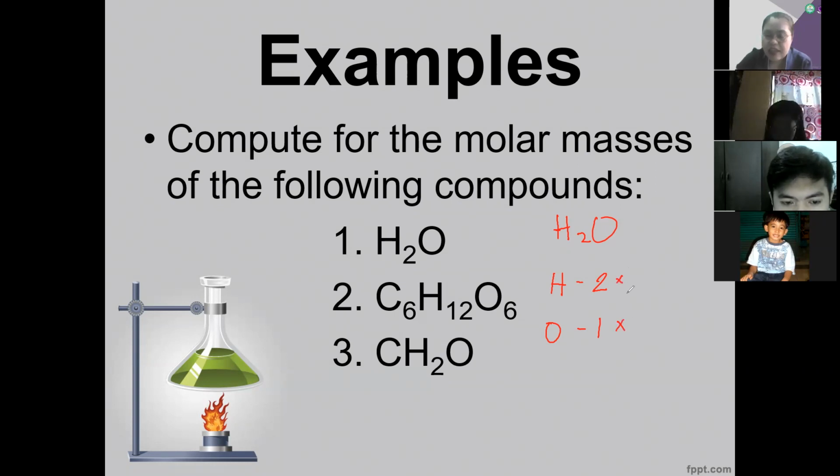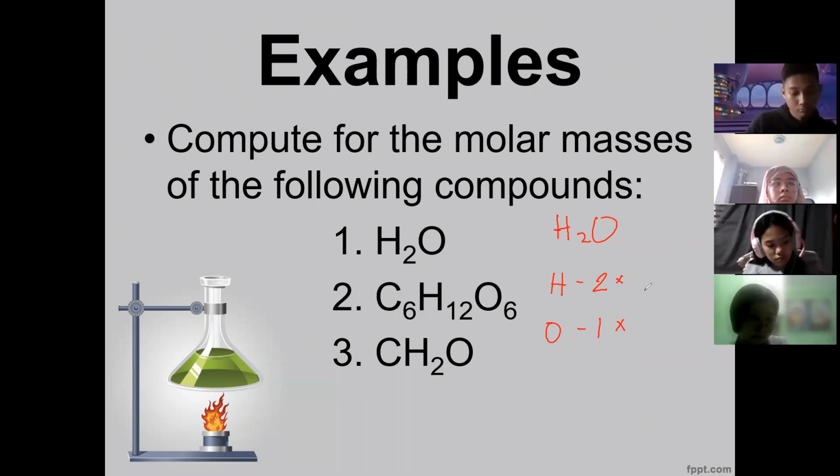Okay? And then after that, i-multiply natin sila each with their respective atomic masses. Where can we find that? Sa periodic table. So again, take out your periodic table and identify the atomic mass of hydrogen. But para uniform tayo, let's just round off the atomic mass to the nearest whole number. Again, nearest whole number yung gagamitin natin. So for hydrogen, definitely this is just 1. Well, for oxygen, what will be the atomic weight or atomic mass ni oxygen? 16. Okay, very good.